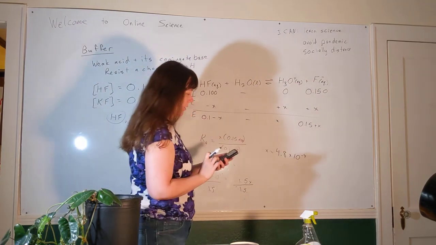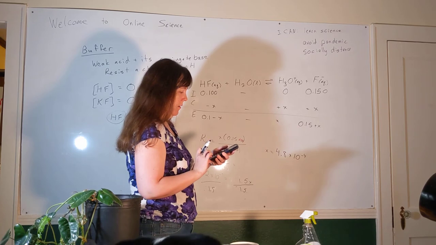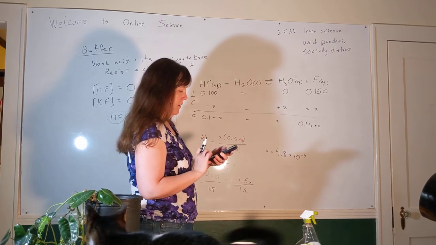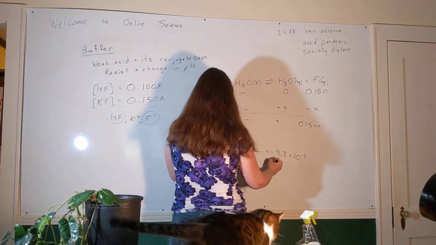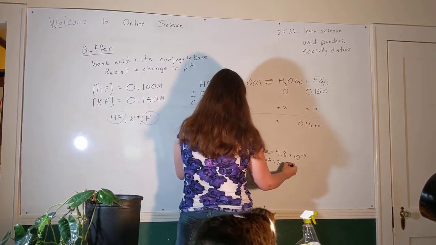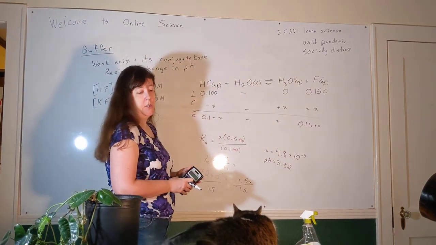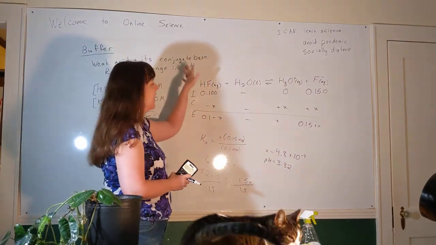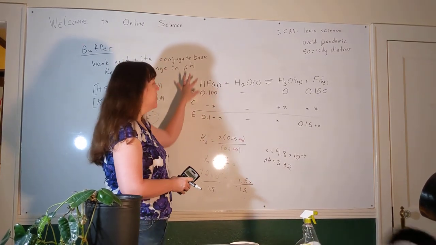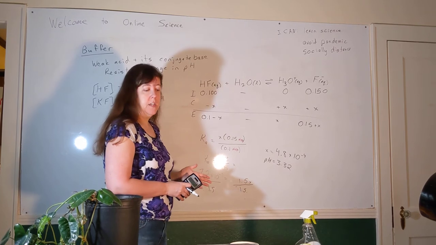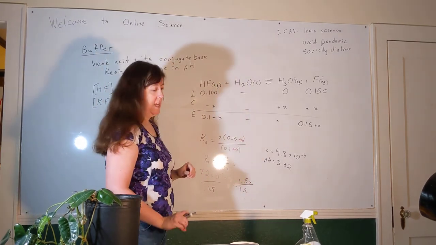So that's X. To find the pH of the solution, we're going to take minus the log of that number, which gives us a pH equal to 3.32. It's a mixture of a weak acid and its conjugate base, and this is a relatively strong weak acid, so it makes sense that this pH would be acidic. So this is not a terribly difficult process of taking the concentrations of the acid and the base and plugging them into your K expression.